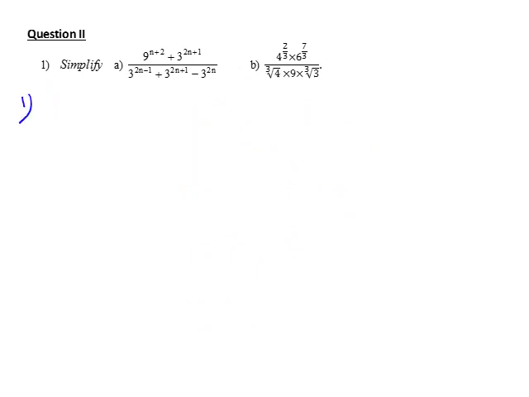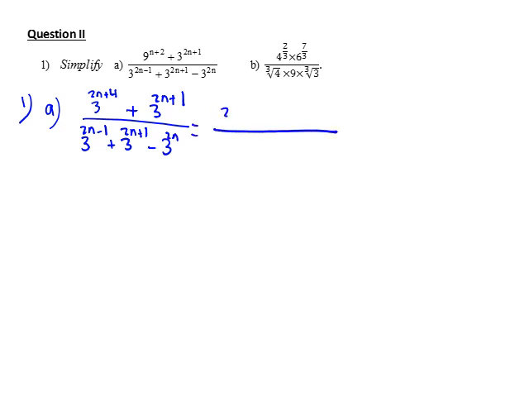Question 2, number 1, part A. 9 power n plus 2 plus 3 power 2n plus 1 over 3 power 2n minus 1, 3 power 2n plus 1, 3 power 2n. First, 9 is 3 square. 3 square power n plus 2 is equal to 3 power 2n plus 4. Then 3 power 2n plus 1 over 3 power 2n minus 1, 3 power 2n plus 1 minus 3 power 2n. Take a common factor, 3 power 2n.